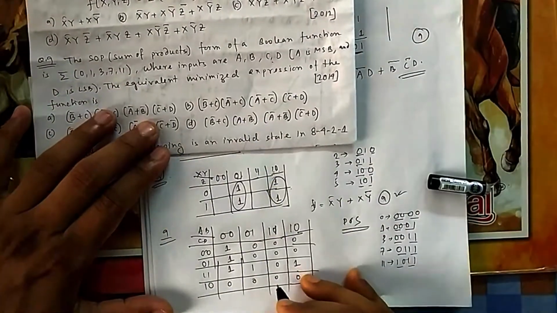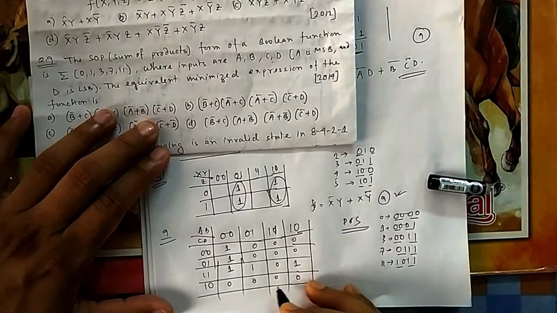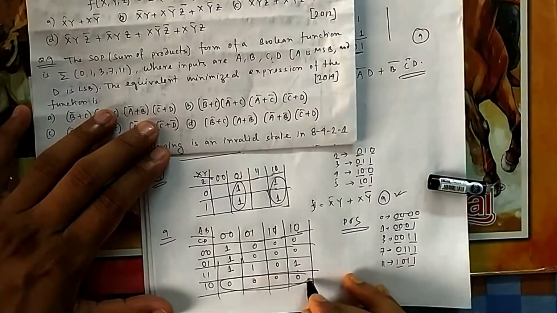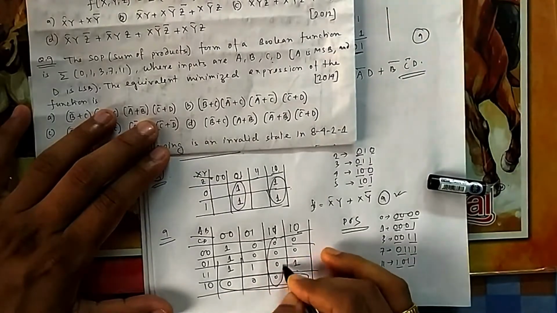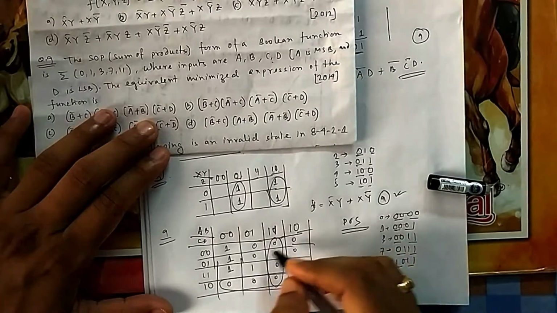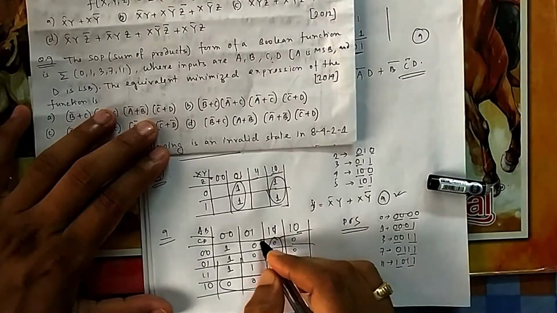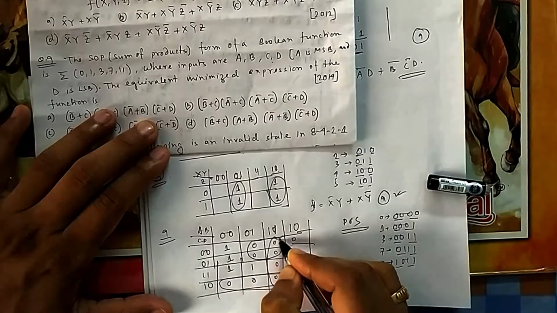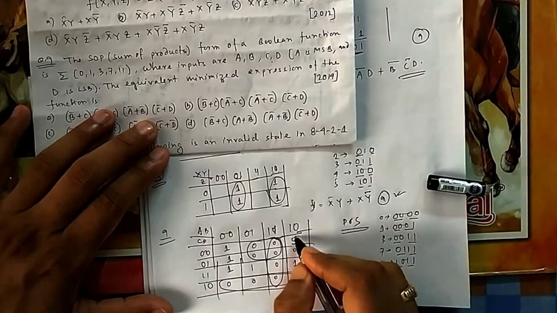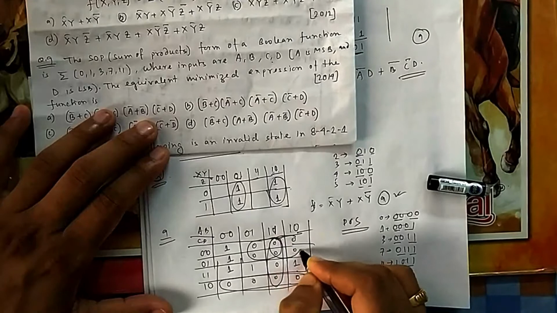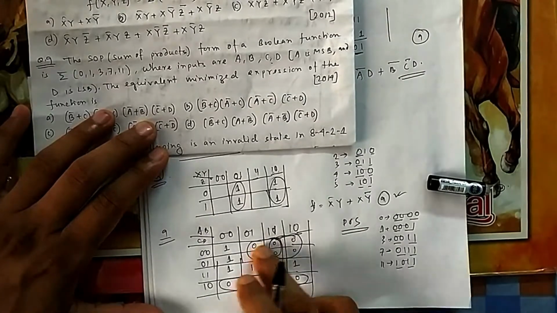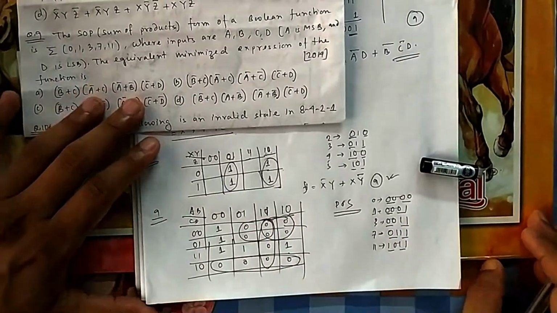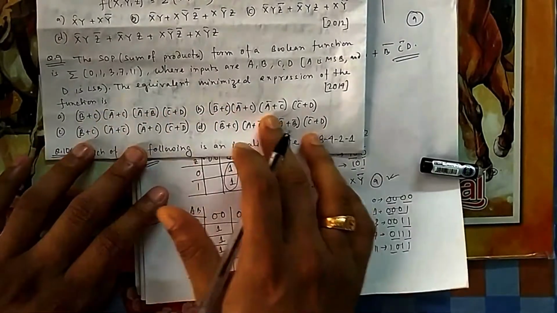So for POS, you can see we can find a quad here. This is a quad. Okay, I will take this quad. This is also a quad. Next, you can take this one as a pair also, but this one you can take as a quad, because quad will be very good for us. Quad will give me more minimized form. So this is also a quad. So one quad, two, three, four. Four quads are there. And you can see in the options all our four terms are there.